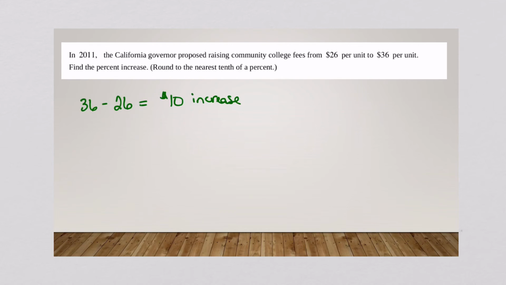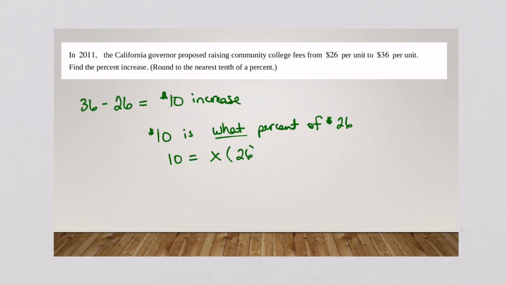And so now we want to talk about $10 is what percent of the original price of $26. So 10 is x, that's my what, of 26. And remember, this can be written as 26x. So I'm going to divide by 26. On my calculator, 10 divided by 26 is, and I get this big long decimal. Look at this. This is what I get on my calculator.